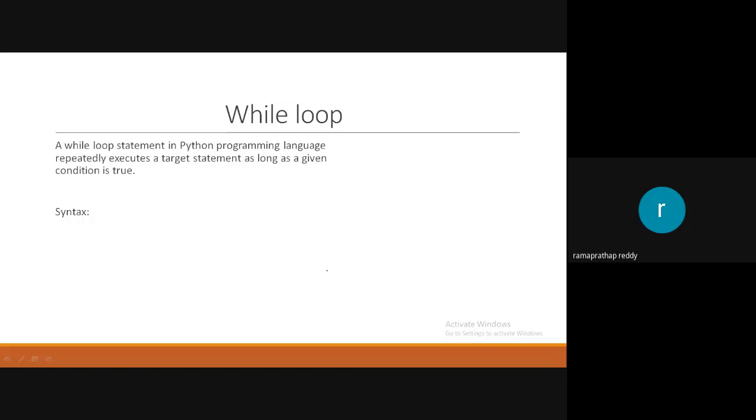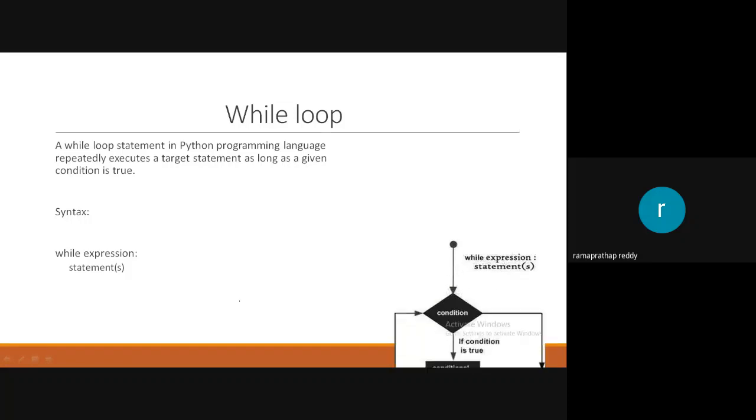From the syntax point of view, see the syntax like this: while expression. What is the expression here? Condition. So while condition, we check the condition here. If the condition is true, statements are executed. Then it comes back to the while condition, checks again, and if true, the statements are executed a second time. Then it comes to the while a third time, and if the condition is true, it executes again. Like this.